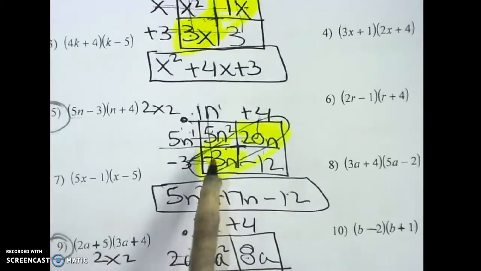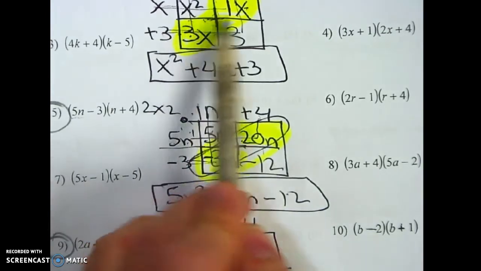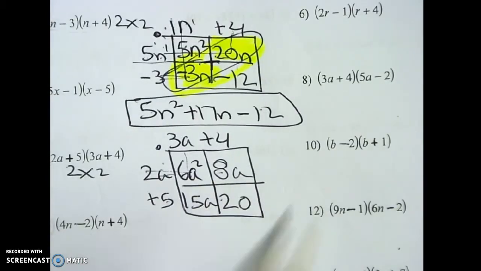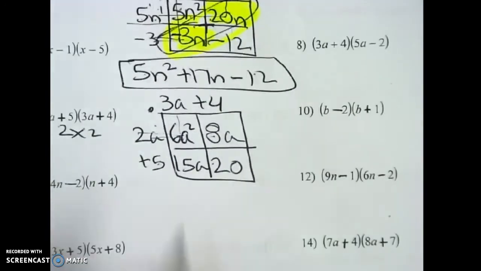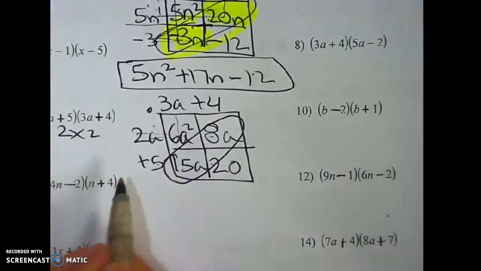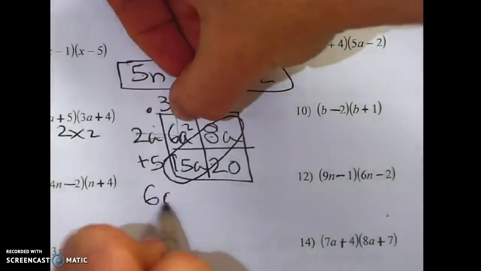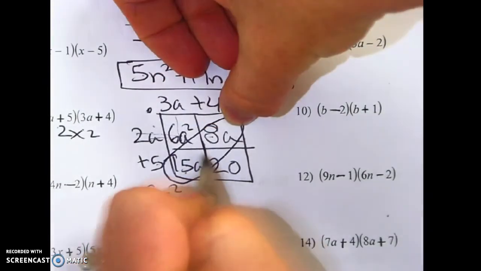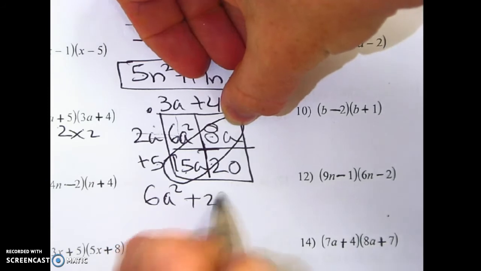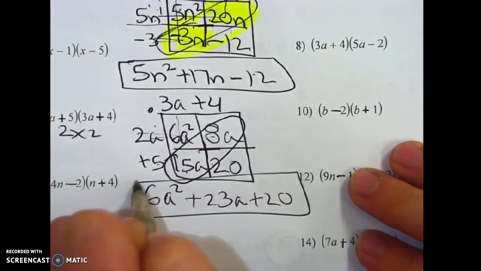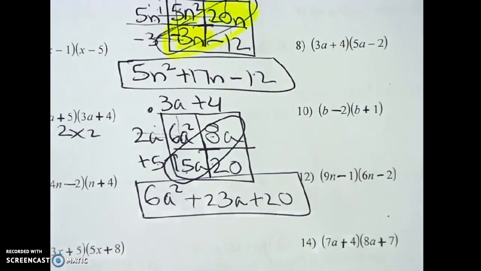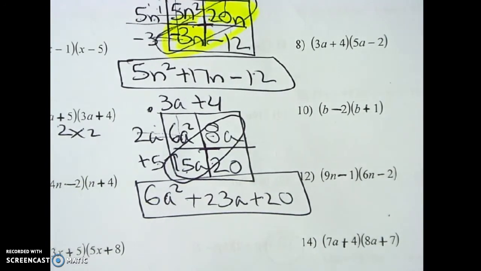Do you notice it always goes n squared then n, x squared then x, a squared then a? That's going to happen 99.999% of the time. So now I notice the center is the same. Bring down the first. Add the center. 8 plus 15 is 23a, don't forget that. And then bring down the 20. Let's try one more, and then I'll let you be on your own.